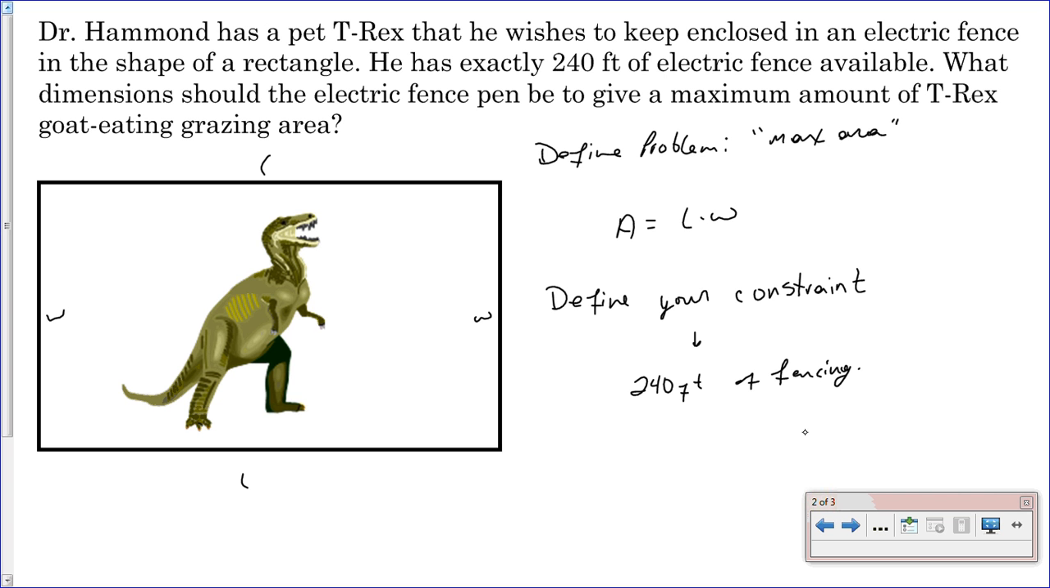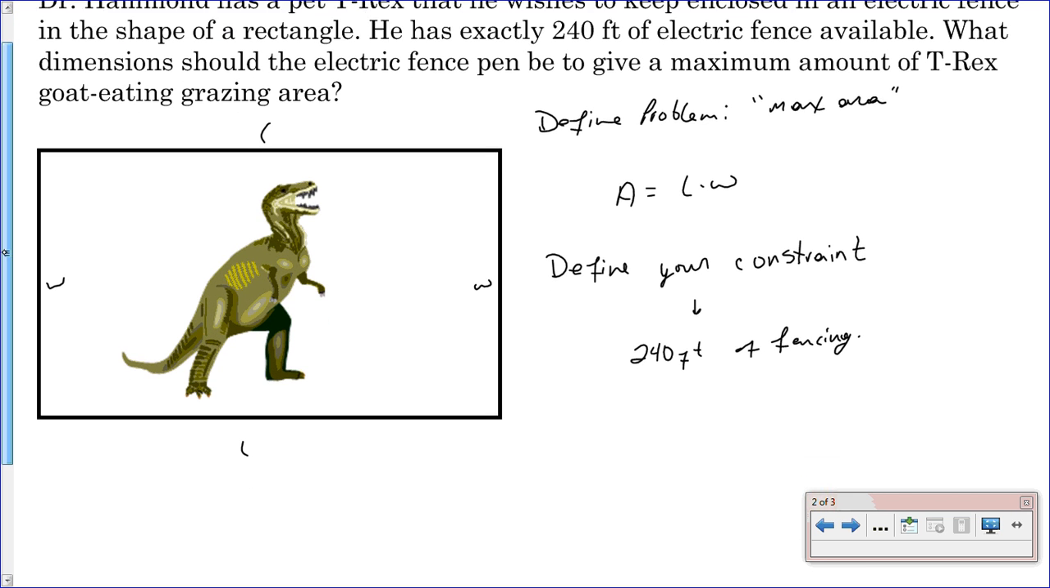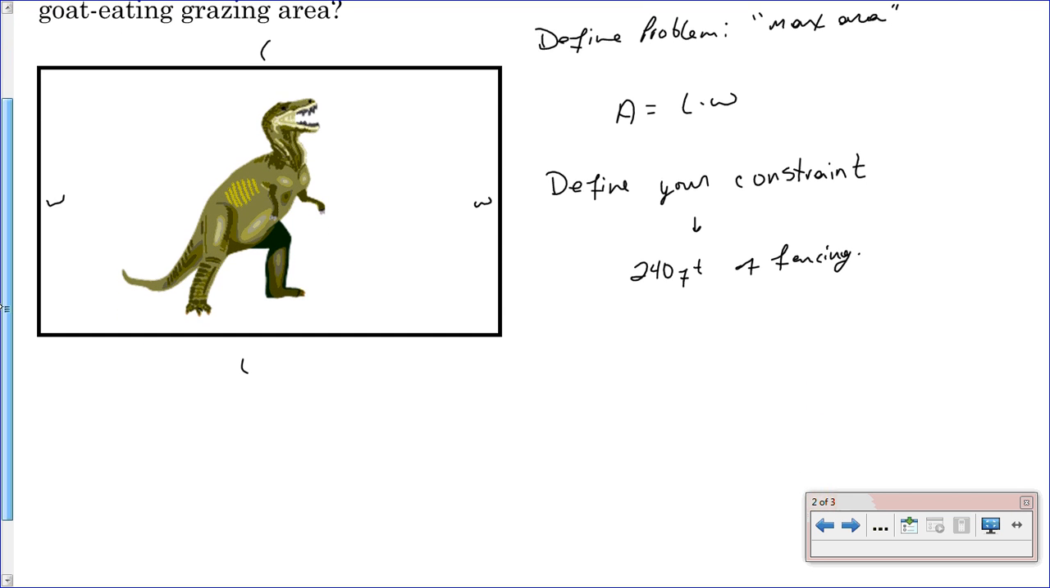Okay. Now, we also have to look at what we're trying to achieve. We have 240 feet of fencing, so that means we have to look at perimeter. We are going to figure this out using area, but we also have to keep in mind the perimeter as well. We have to make sure we have exactly 240 feet of perimeter.